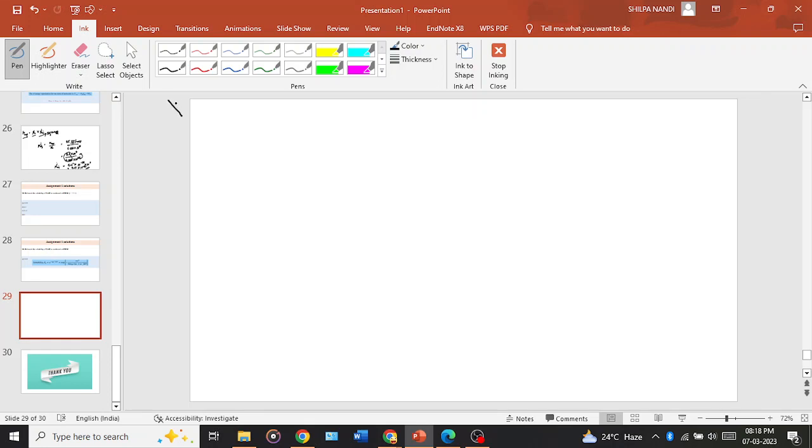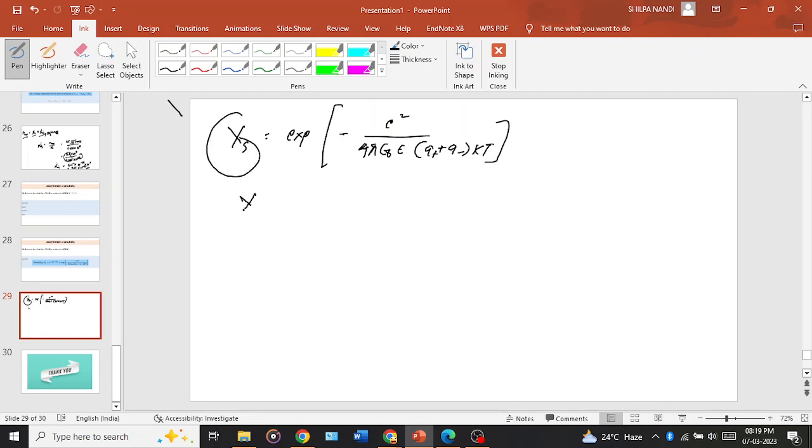So it was given as xs is equal to exponential of minus e square by 4 pi epsilon naught epsilon a plus a minus kt. So you have to find this xs, which can again be written as x2 by x1 using the Boltzmann distribution equation. So let us just put up the values.